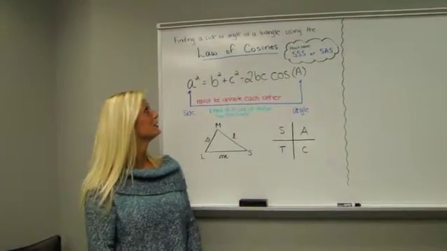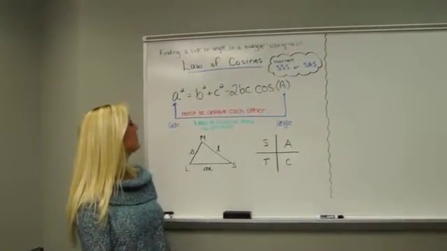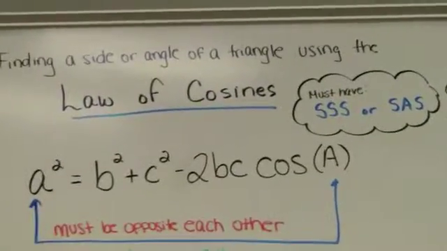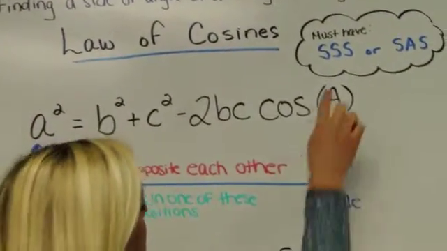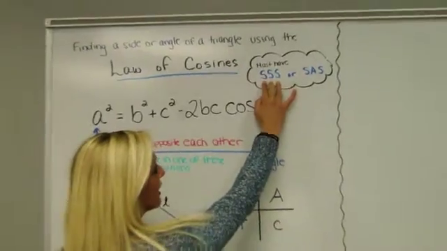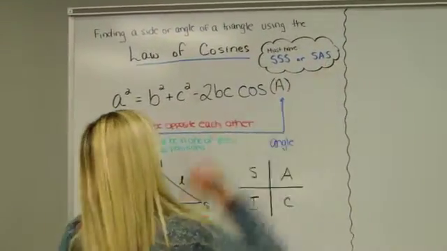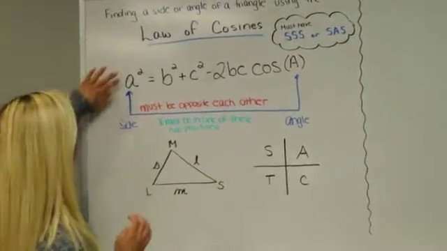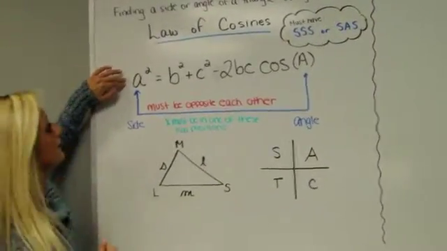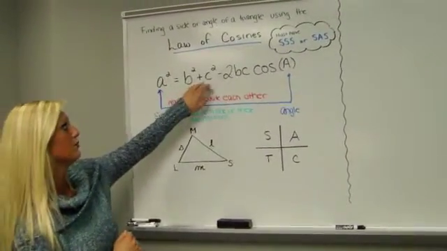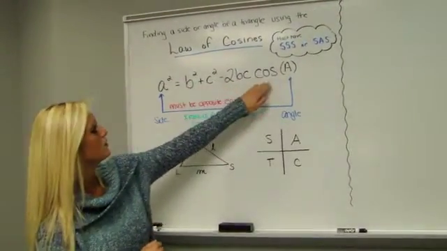So what you're going to be learning in this video is how to find a side or angle of a triangle using the law of cosines. In order to do this, you must have the values of either your three sides of your triangle, or your side, the included angle, and another side of your triangle. This formula is what you would use if you're using your law of cosines. So it's a squared equals b squared plus c squared minus 2bc times cosine of capital A.